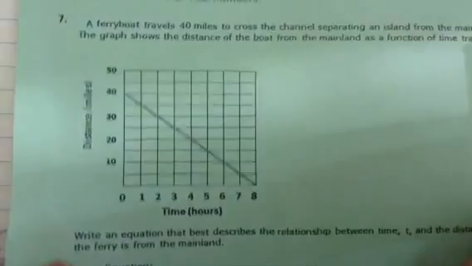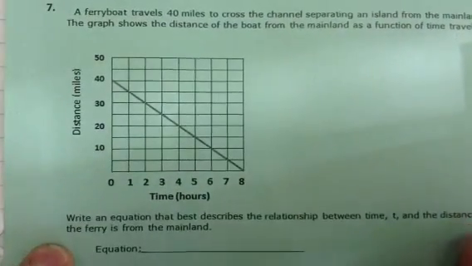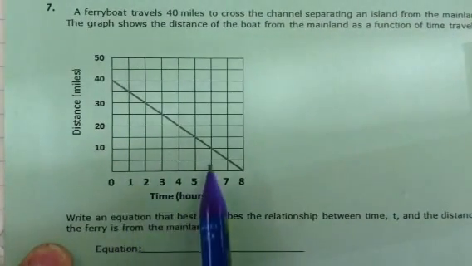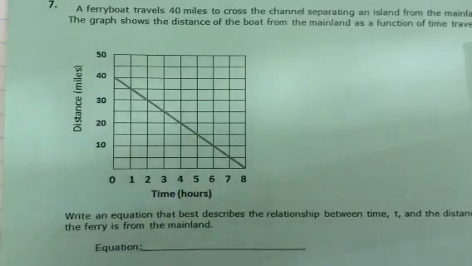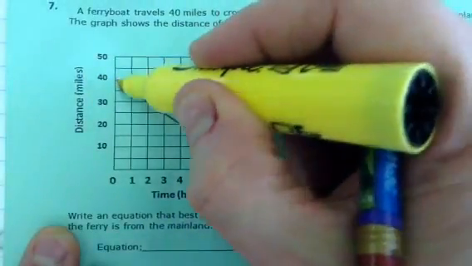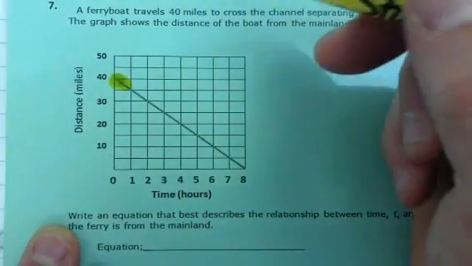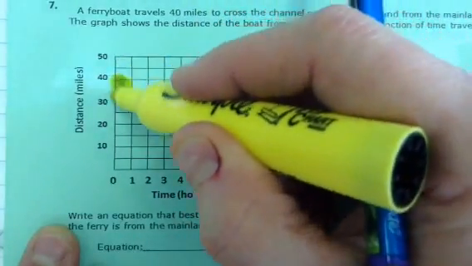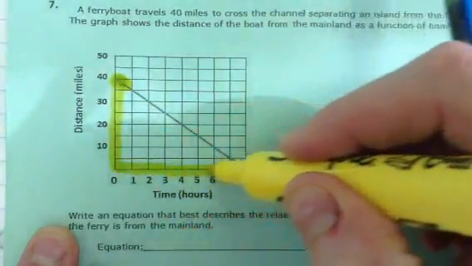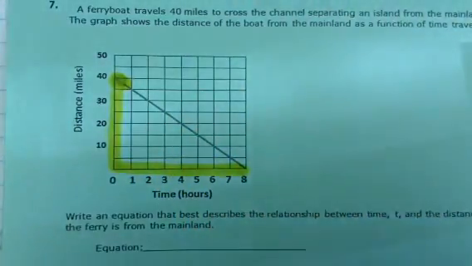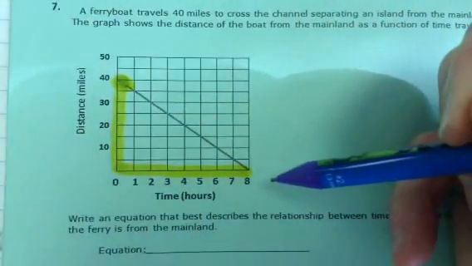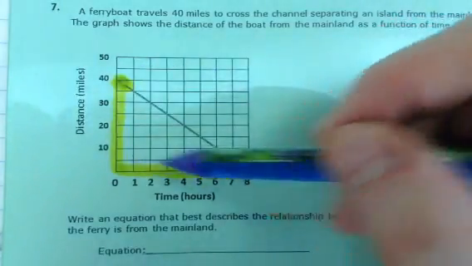All right, number 7, we're given this picture right here. It says write an equation that best describes the relationship. So guess what we're going to need? We're going to need a slope and we're going to need a y-intercept. Well, guess what that point is right there? That's the y-intercept. So my y-intercept is 40. And if we do a rise over run, it looks like we're going down 40 and right 8. Down is negative 40. Right is positive 8.